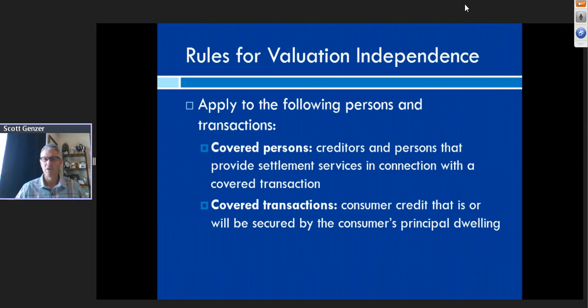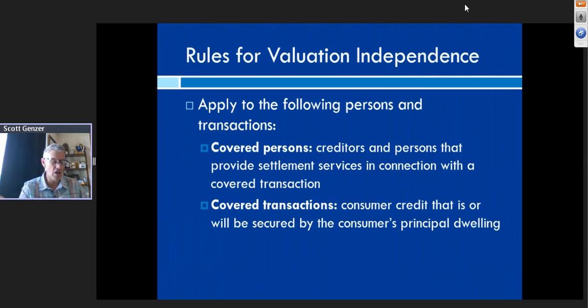So what does it cover? Well, let's start with the bottom, covered transaction. Anytime consumer credit is applied for and will be secured by a consumer's principal dwelling, their primary residence, it's a covered transaction. So if we're doing a second home or an investment property, you can lie, cheat, and steal all you want, appraisers. I don't understand why it's only primary, but I use principal as a way to trigger that. So remember, only principal dwellings.